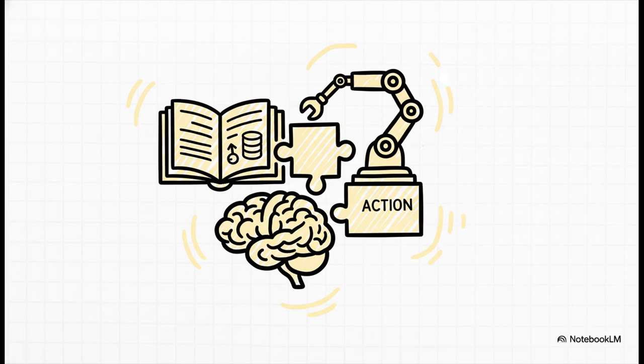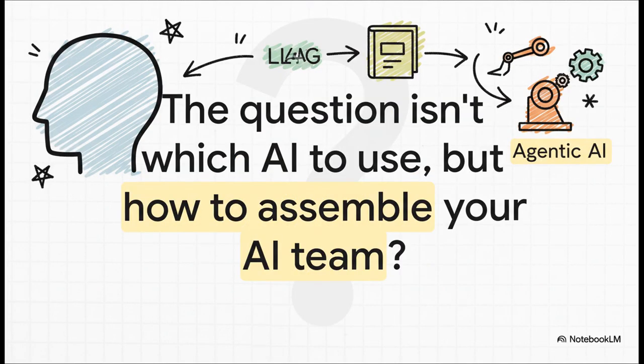And that's really the key takeaway here. The most powerful AI solutions today aren't just one of these things in isolation. They are integrated systems that combine the brain, the knowledge, and the ability to act to achieve something truly useful. This completely reframes how we should be thinking about building with AI. The question isn't which AI to use anymore. The real question is, how will you assemble your AI team to solve the problems that truly matter?